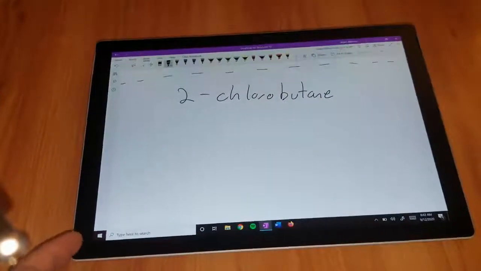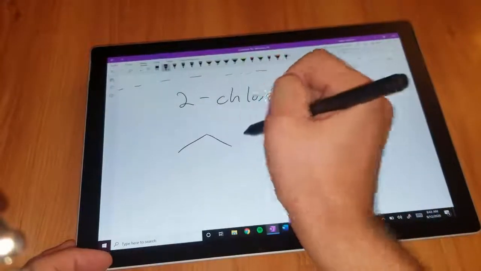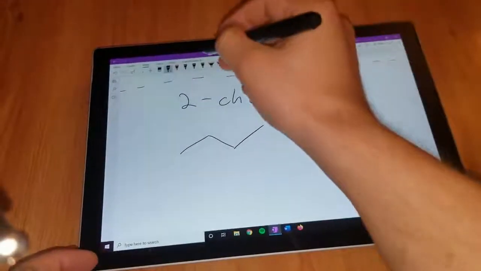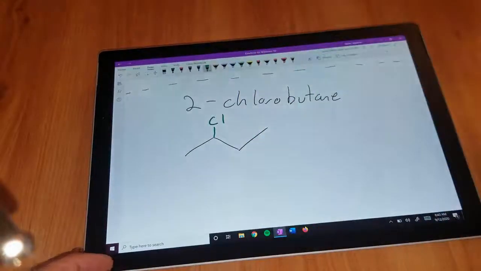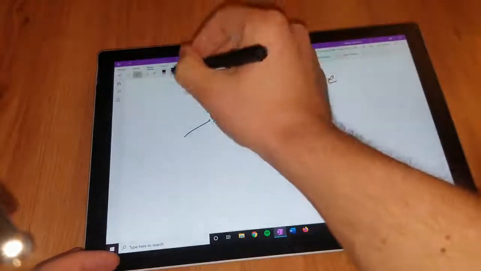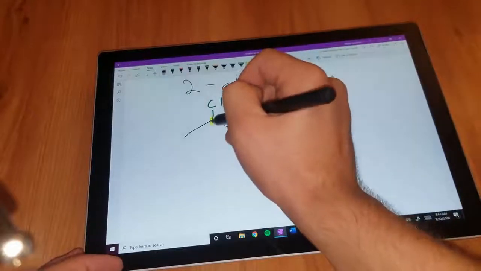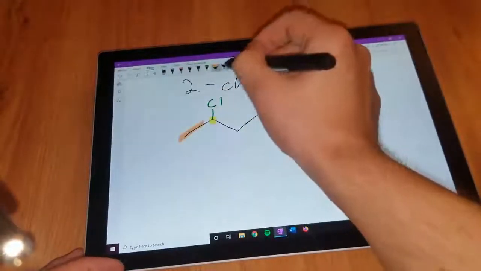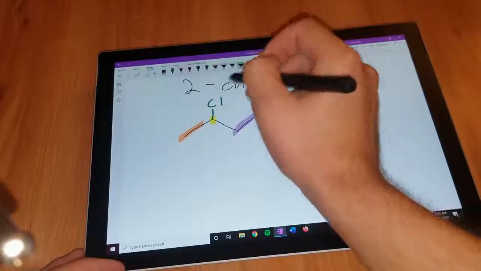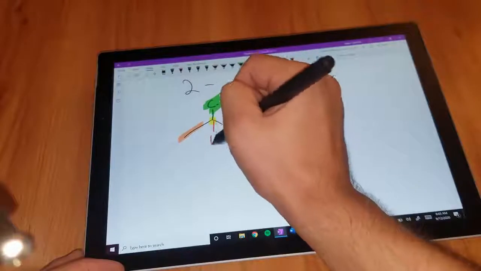All right, so next example we're going to take a look at is 2-chlorobutane. And so this is a butane, 1, 2, 3, 4, with a chlorine on the second carbon. And so overall, this looks pretty simple, but it can actually be a little bit more complex than it seems at first. Because here on this carbon right here, we've got 4 different substituents. We've got a methyl, we've got an ethyl, we've got a chloro, and then of course we have a hydrogen.